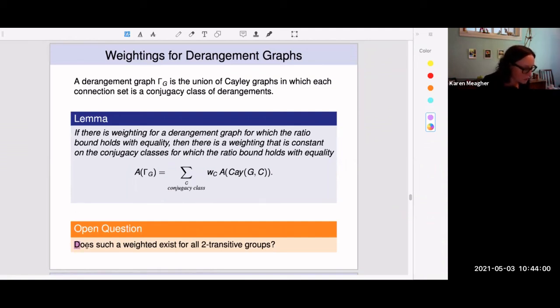And then the open question is, can we always find a weighting that works for a two-transitive group? So for any two-transitive group, can we always weight the conjugacy classes so that we get equality in the ratio bound? I think, yeah, but I don't know.